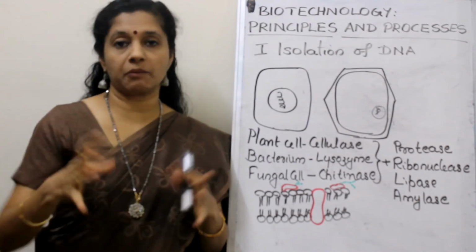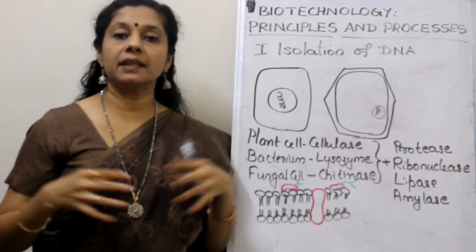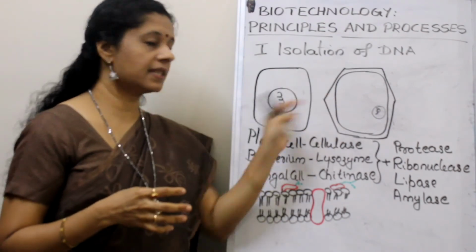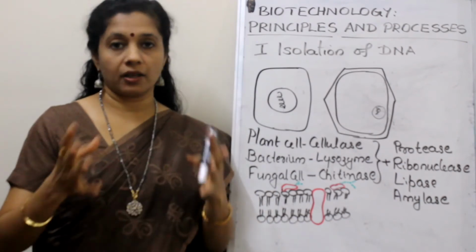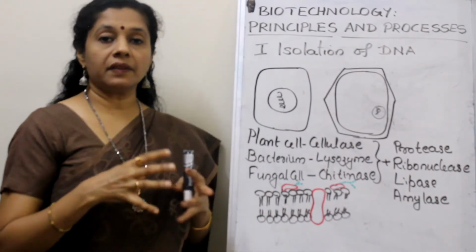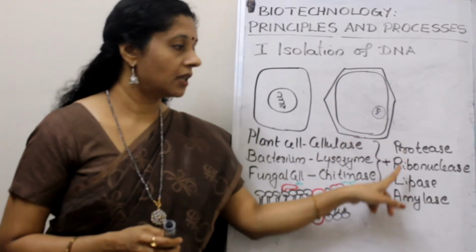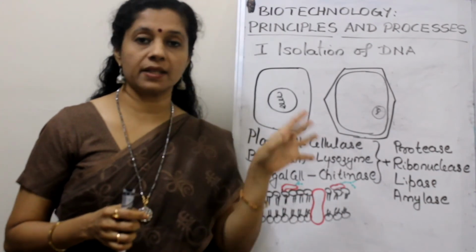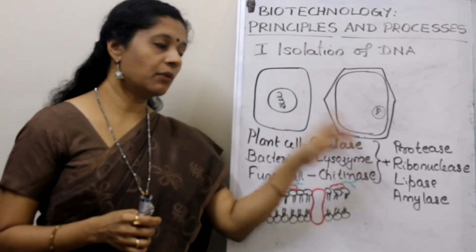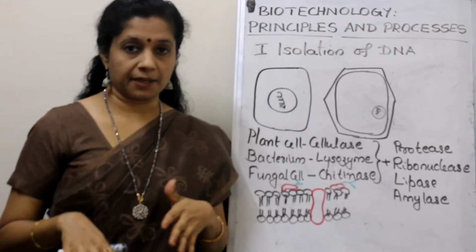We have to just rupture it. And after that we centrifuge it so that we can break open the cell membrane, because the cell wall is digested. Now cell membrane and nuclear membrane will be ruptured. After that centrifugation, we will be adding these enzymes. Proteases will be added so that all the histone and other proteins will be digested. Then ribonuclease will be added so that all RNA will be digested.